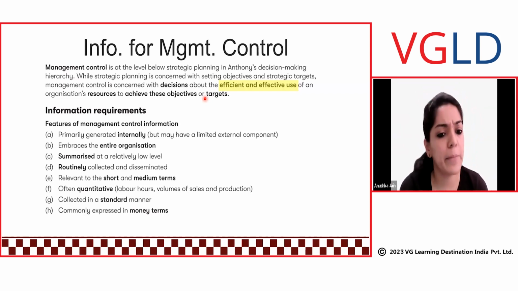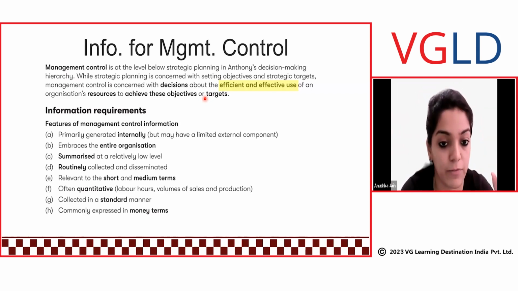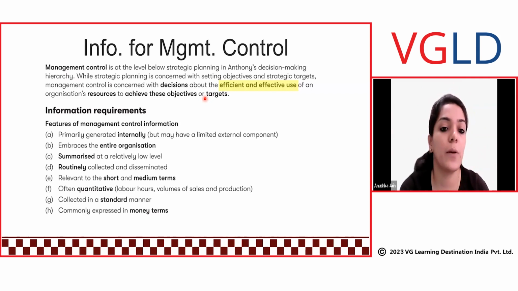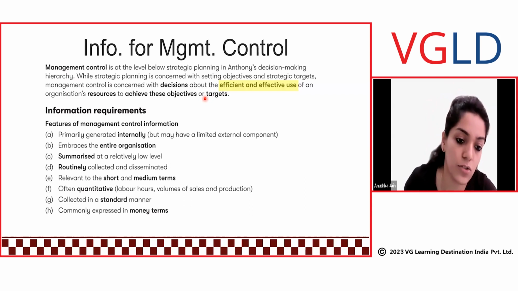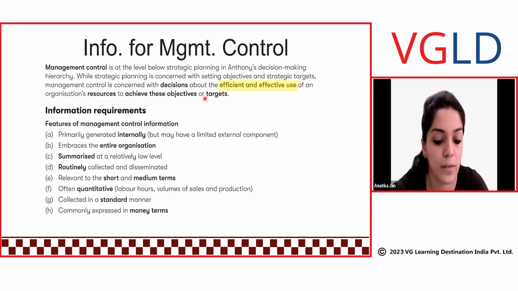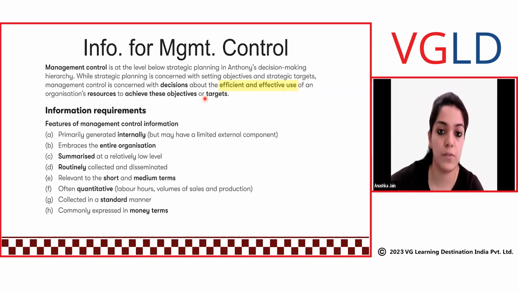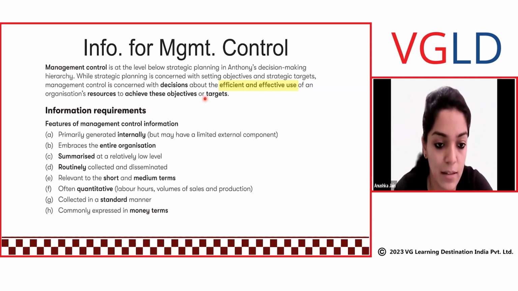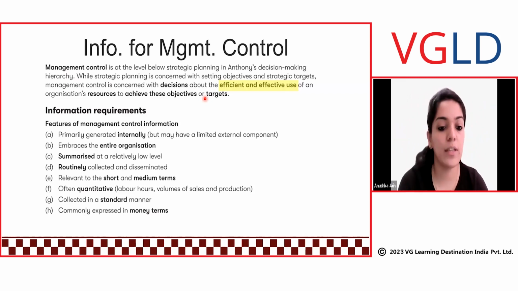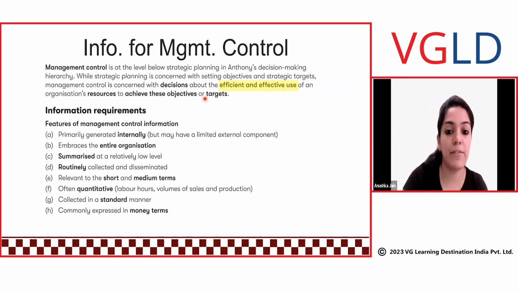Features are, they are primarily generated internally. See, strategic management was externally oriented, whereas the information requirement for middle level management is going to be internal. It embraces the entire organization, so it will concern the entire organization. Okay. Next is summarized at a relatively low level. For the top management, it is heavily summarized. For the middle level, it is less summarized. Next is routinely collected and disseminated. So the information requirement is routine in the case of middle level management.